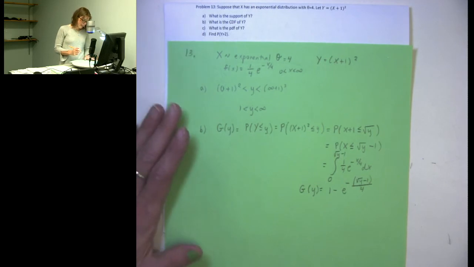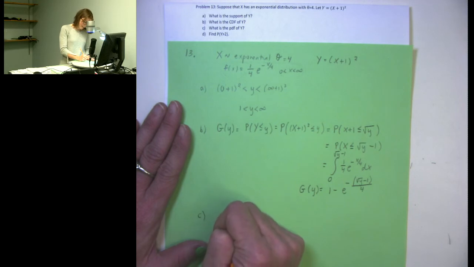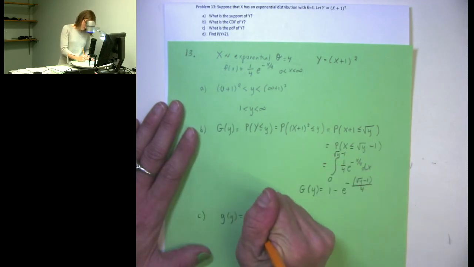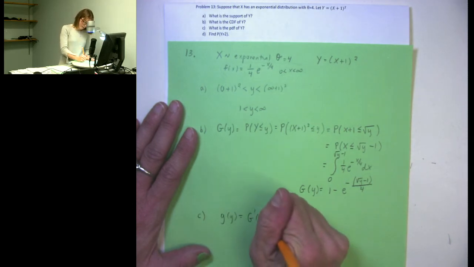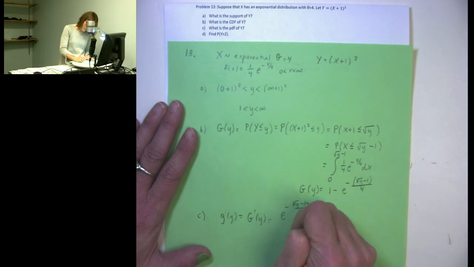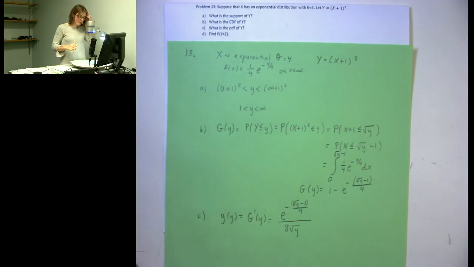So now C asks me to find the probability density function of y. So remember the probability density function, little g of y, is the first derivative of my cumulative distribution function of y. So taking my first derivative, this gives me e to the minus (square root of y minus 1) over 4, divided by 8 over the square root of y. So there is my probability density function.